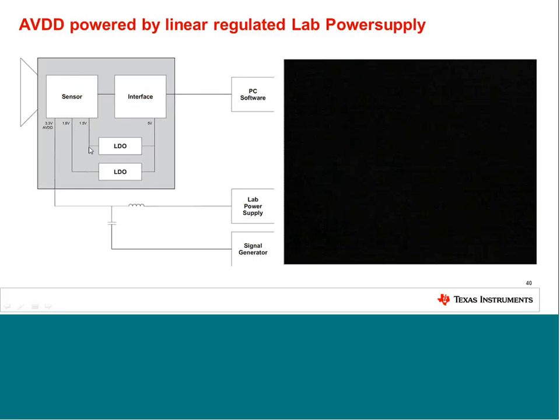I'm powering all the rails with linear regulators from lab power supplies, and the most sensitive rail I'm looking into in more detail. I'm powering it from a lab power supply, decoupling it with an inductor, and I use a signal generator for injecting noise in this node, and I'm measuring the spectrum of this signal in the following examples. The picture is clean. There's no significant noise visible here.